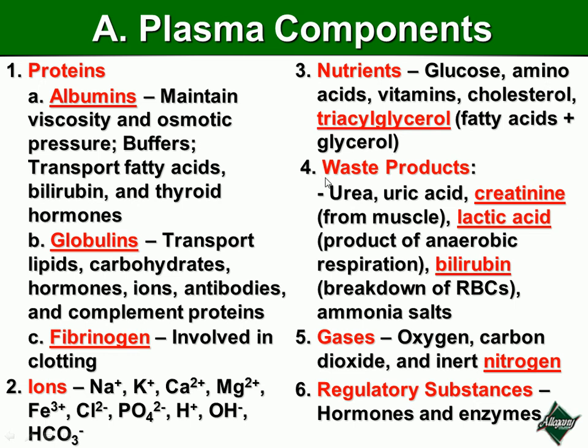You can also find waste products inside the plasma, including urea, uric acid, creatine, which you have already learned from the muscle chapter, lactic acid, which is a product from anaerobic respiration. Bilirubin is from the breakdown of red blood cells, and also ammonia salts. In your plasma, you can also find gases. The most important ones are oxygen and carbon dioxide, but you also find nitrogen inside the plasma as well. And again, you will also find hormones and enzymes, which are just regulatory products.